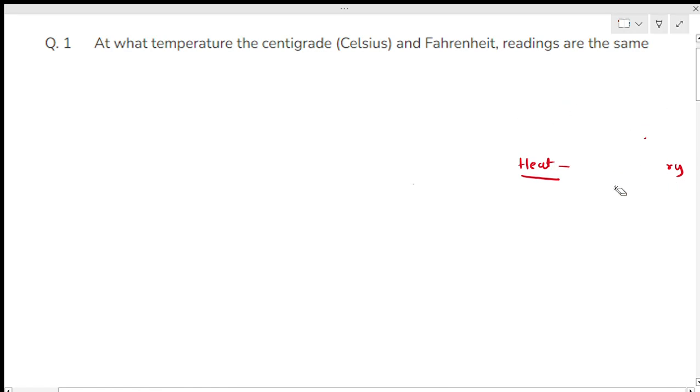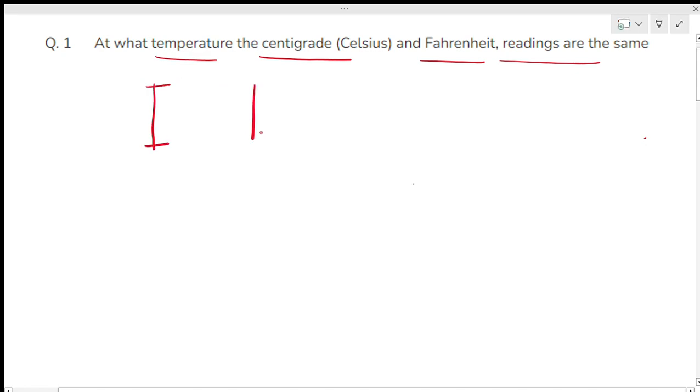The question is: at what temperature are the centigrade and Fahrenheit readings the same? So you know the centigrade scale and you know about the Fahrenheit scale. I will also tell you about the Kelvin scale. Here it's the ice point and here it's the boiling point. You must remember this chart. Ice point is 0 degree Celsius and 100 degree Celsius is the boiling point. You can also say melting point.